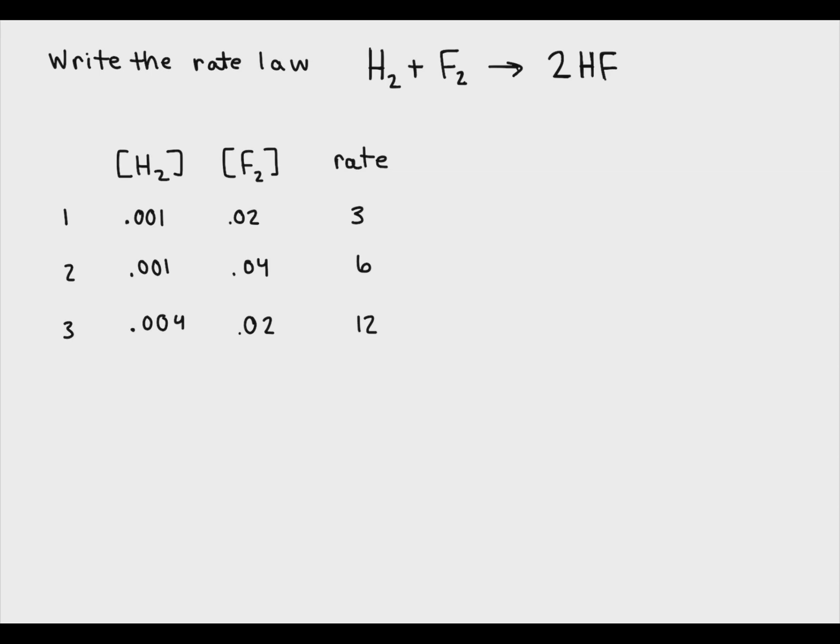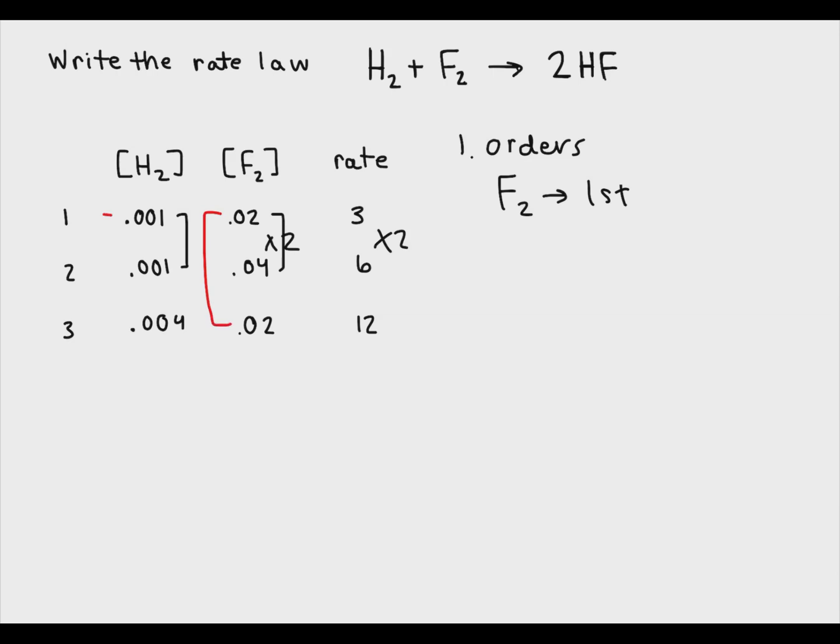Alright, let's bump it up a notch. Pause the video and try and solve this problem. So the first thing we're going to have to figure out is the reaction orders with respect to H2 and F2. And we have to do this using the experimental data. To do this, we need to find two trials where one of the concentrations is held constant and the other one is not. So here we see that F2 changes by a factor of 2, and the rate also changes by a factor of 2, which means the reaction is first order with respect to F2.